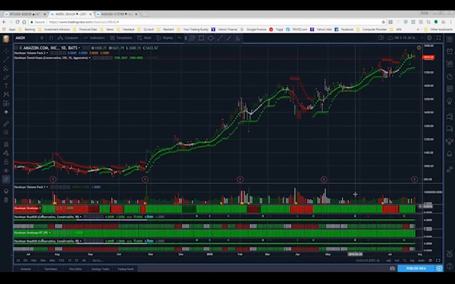So alignment shows entry points, consolidation shown by the red and white. You can see that the downward moves I'm just not taking because this is an upward market, and volume is clearly saying that the buyers are still firmly entrenched and in control of this market. You want to make sure that you're always trading on the side of volume on the longer term.